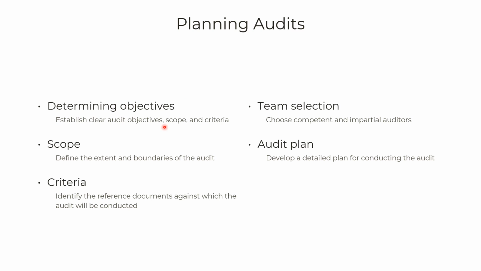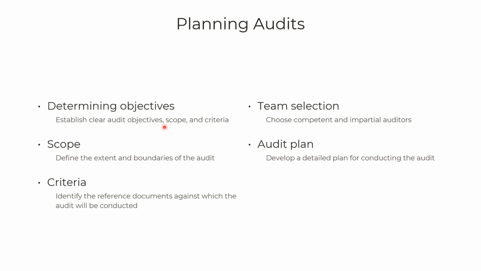Firstly, we have determining objectives. This is where we establish clear audit objectives, the scope, and the criteria. It's about knowing exactly what we're looking to achieve with the audit, what areas we'll cover, and by what standards the audit will be measured. This step is akin to setting the destination and route for a voyage, ensuring that all involved parties are aligned and understand the goals.